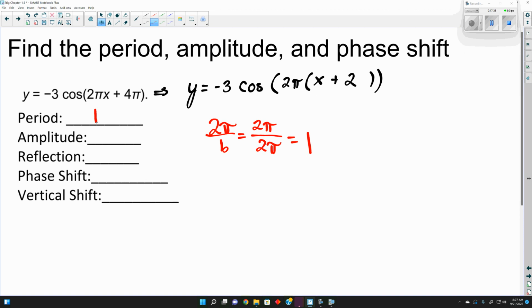The amplitude. Well, where does amplitude come from? The absolute value of the a, yes? Or the absolute value of -3, which is 3. We just grab the number that's in front of sine or cosine. We don't worry about the negative, because that negative in front of the 3 is not a part of the amplitude, it's a part of the reflection, which is telling us it's reflected across the x-axis.